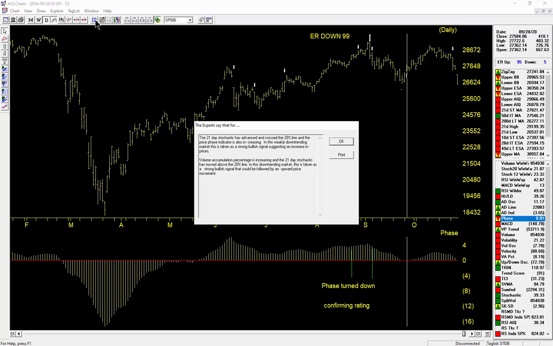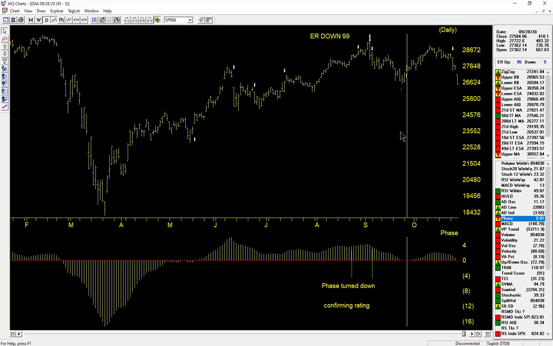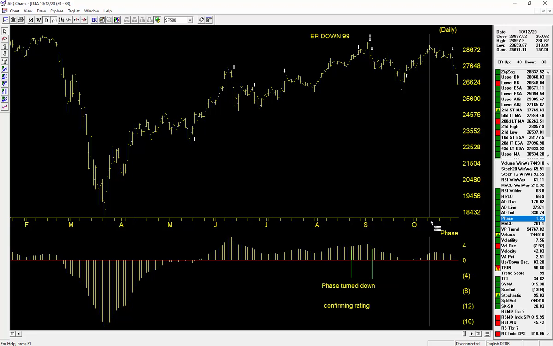Again, the rules we show here are just the major weighted rules. There are several other rules that would have fired to make that high rating, a rating of 95 or greater. So phase has turned up in the direction of the rating. This is considered a confirmed buy. Prices went from about the 27,500 level all the way up to 28,008, so about a 1,300 point gain before we got to the top there.